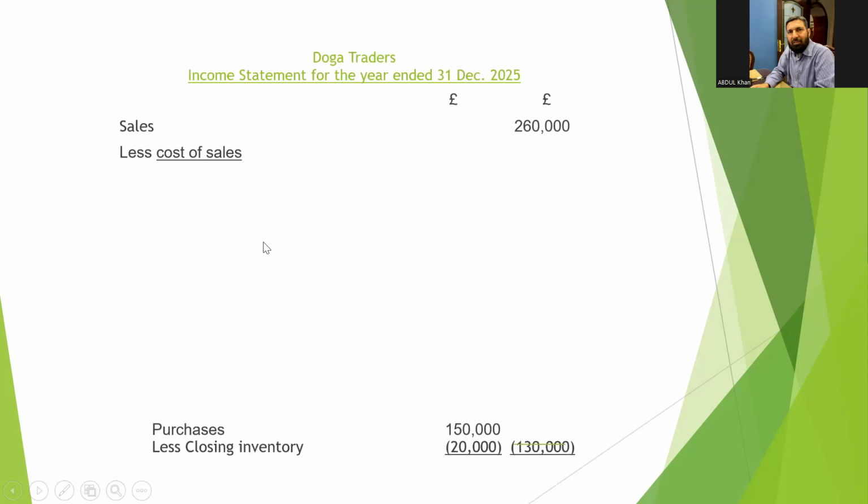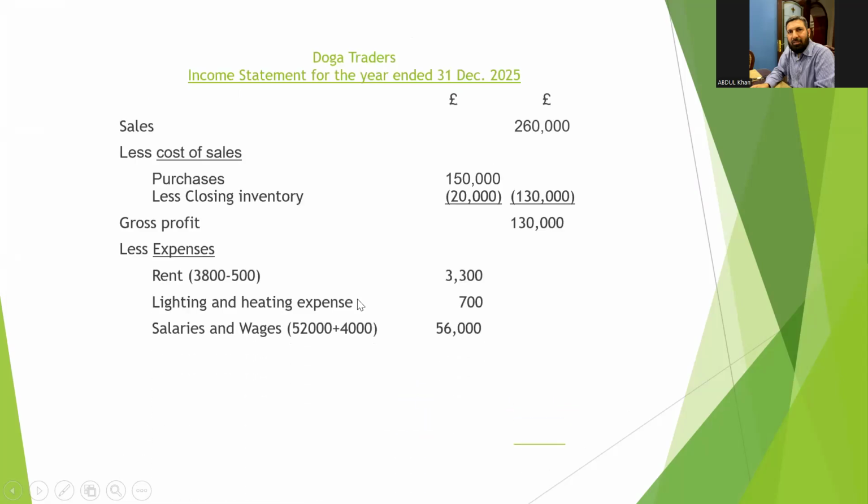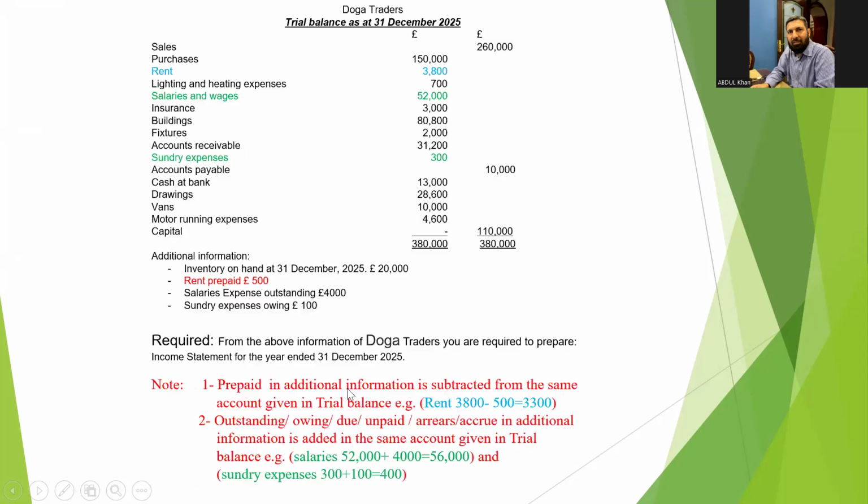Okay. Now we can go back to the questions. You see, like sundry expenses, salaries, insurance, there was no adjustment, so you will write directly 3,000. And then you have sundry expense 300 plus 100. Why did we add here? Because sundry expenses were 300 and sundry expense is given in the additional information also. How much? It is 100. If it is owing, I told you, if it is owing, you also have to add it. So 300 plus 100, 400. So you will get here sundry expense 300 and owing, so you have to add 100.